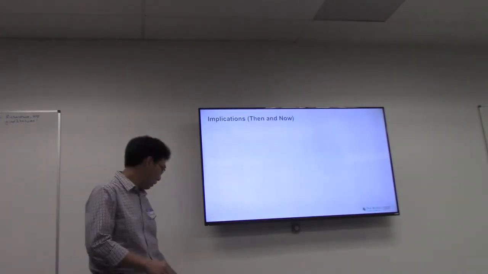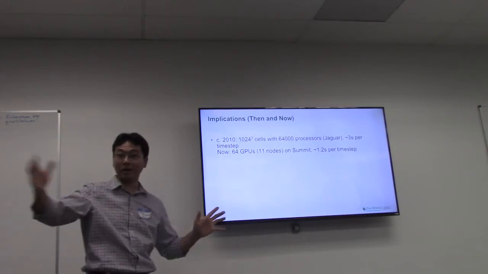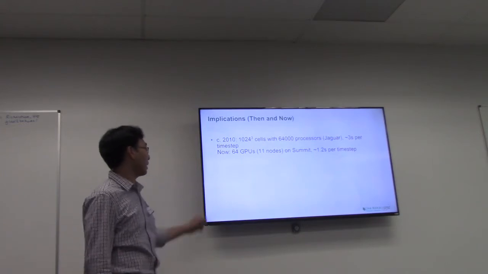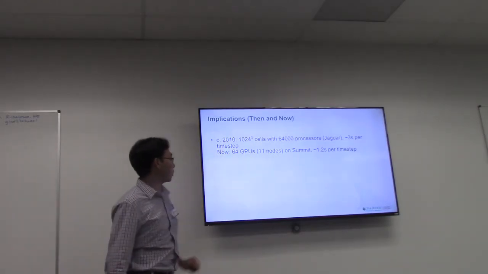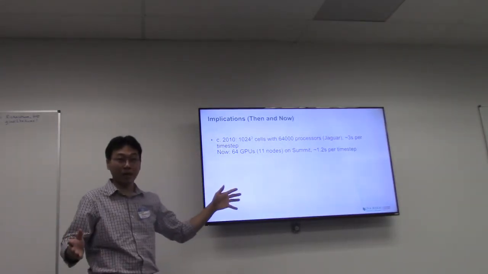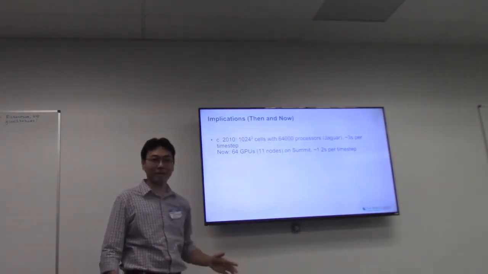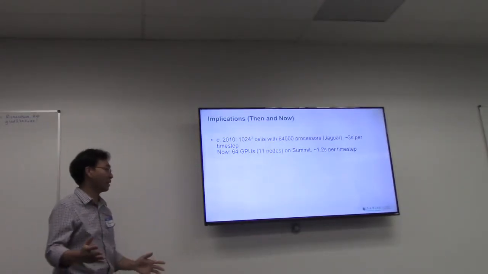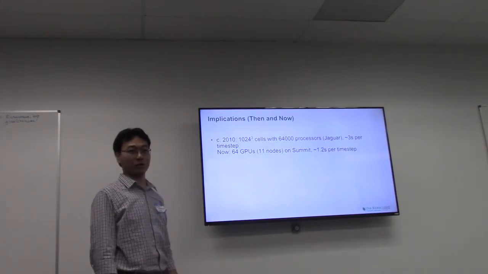So what are the implications of this work? Just to get a sense of comparison, in 2010 we had a large simulation for magnetic field amplification with SASI, and that was on Jaguar, not even Titan. We needed to do 1024 cubed cells. We used 64,000 cores of Jaguar. It was about 3 seconds per time step. On Summit, now we can do that with just 64 GPUs, 11 nodes on Summit, and it's even faster. If you look back, it's amazing the kind of performance gain you have in just 8 years, basically.